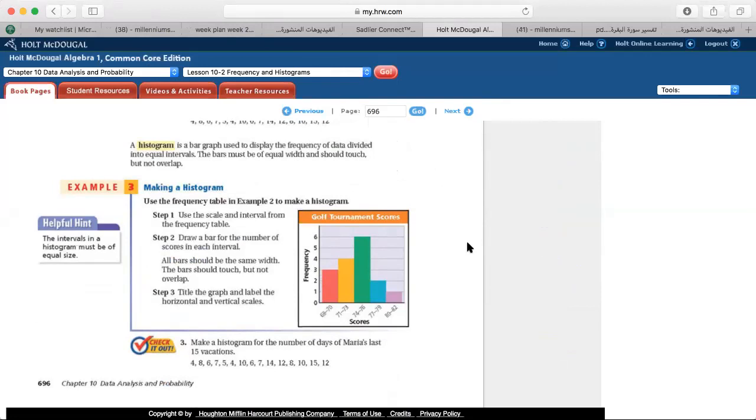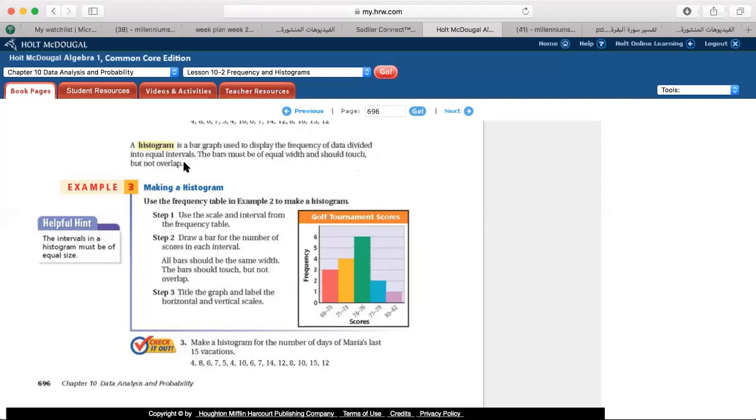A histogram is a little bit like the bar graph. Okay? A histogram is a bar graph used to display the frequency of data divided into equal intervals. The bars must be of equal width and should touch but not overlap.